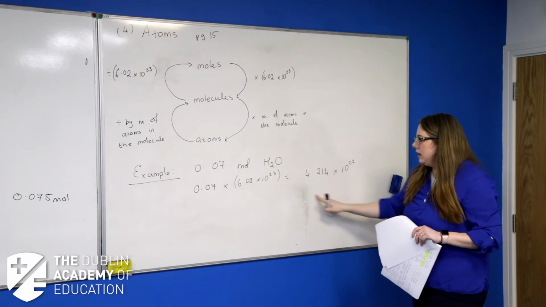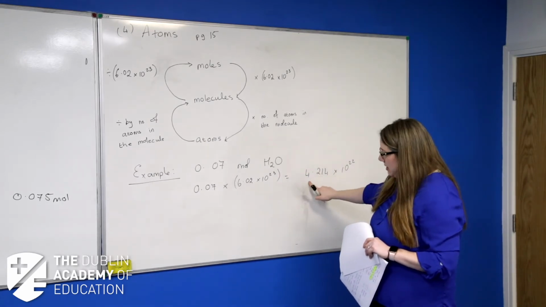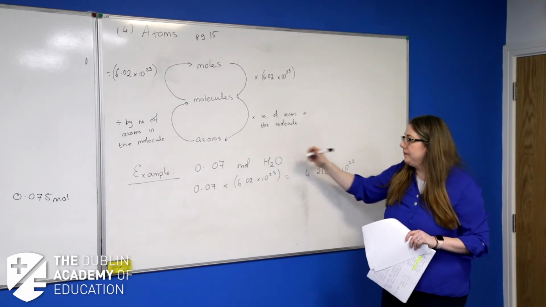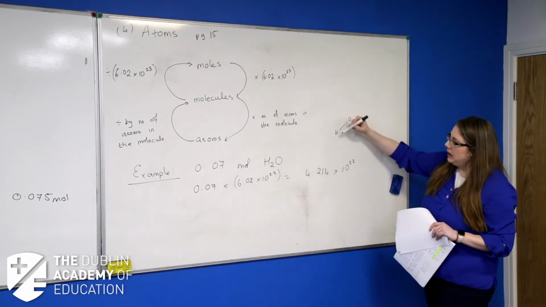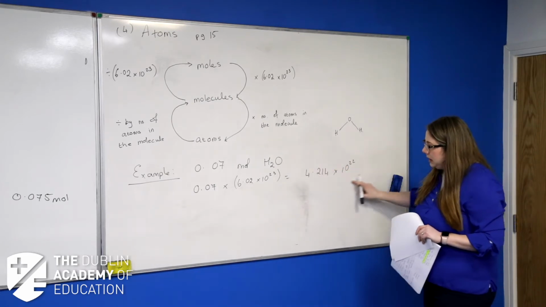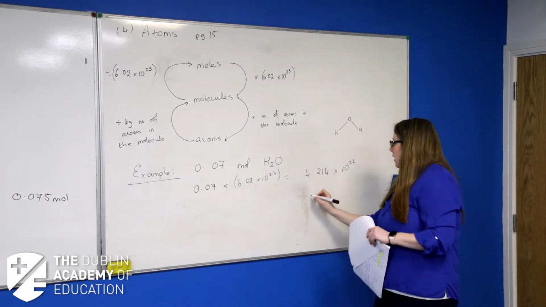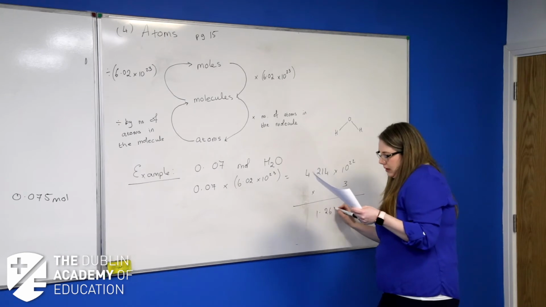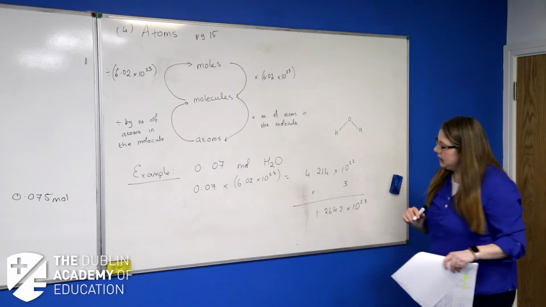So that's how many molecules of water there is in 0.07 moles. Now, to get atoms, you take this and you multiply it by the number of atoms in water. Water has the structure H2O. It has 1, 2, 3 atoms. So you're going to multiply the number of molecules by 3 to find the number of atoms. I'm just going to times that by 3, which will give me 1.2642 by 10 to the power of 23. So it's quite a big number.